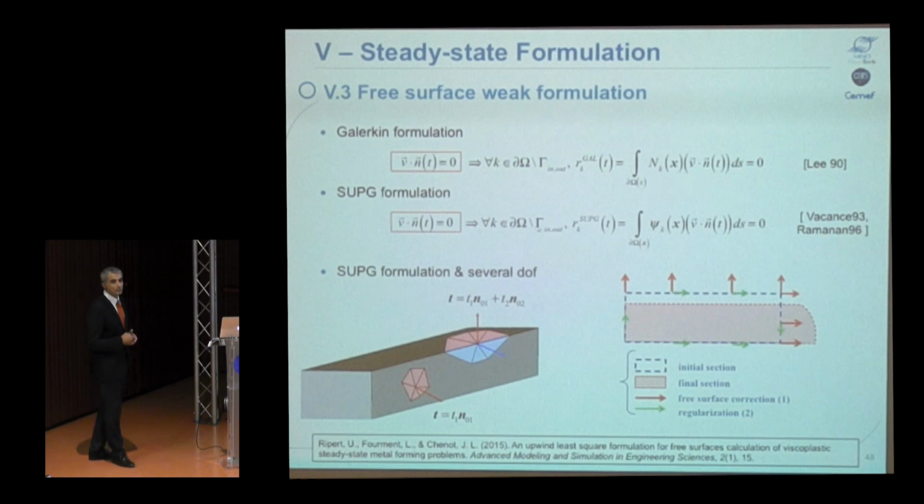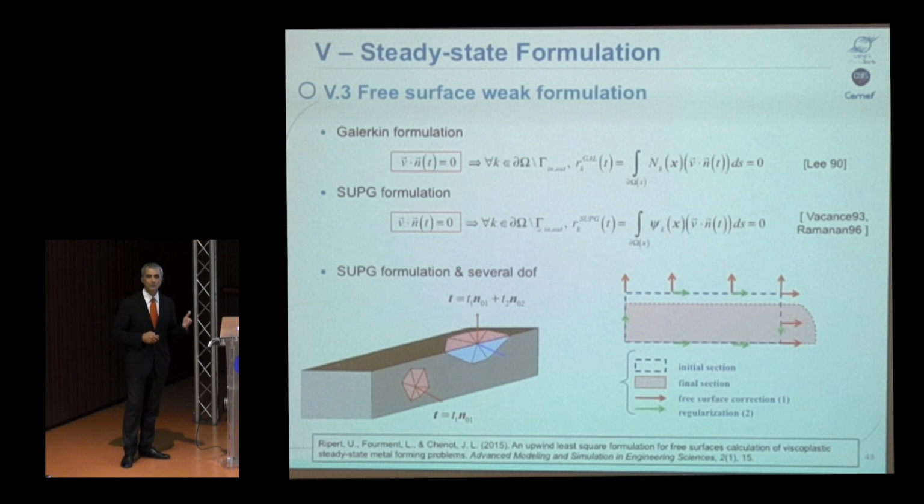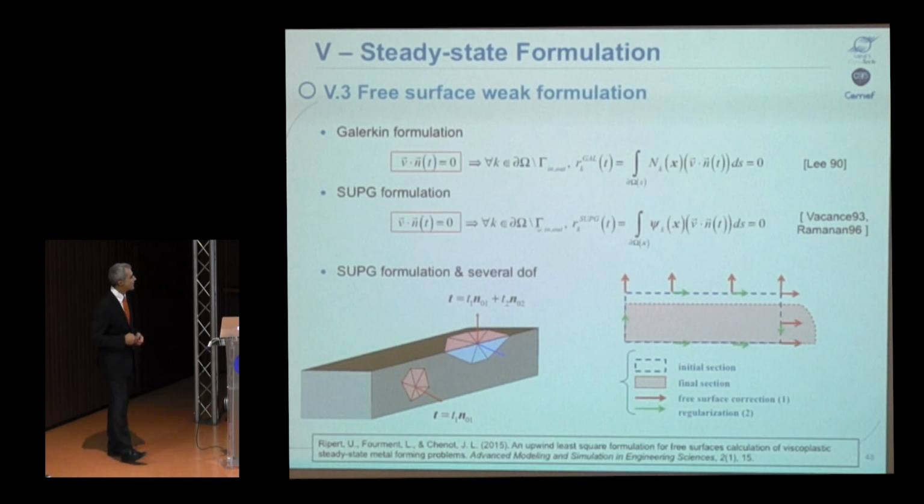Okay, so the weak form from that equation can be handled with a Galerkin approach, but we can very quickly see that this problem is very similar to a convection problem, so we need to introduce some upwind scheme. So we use a SUPG formulation, with the SUPG term here in that weak form.